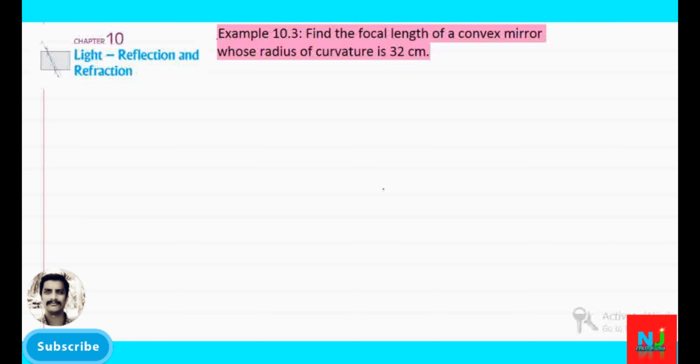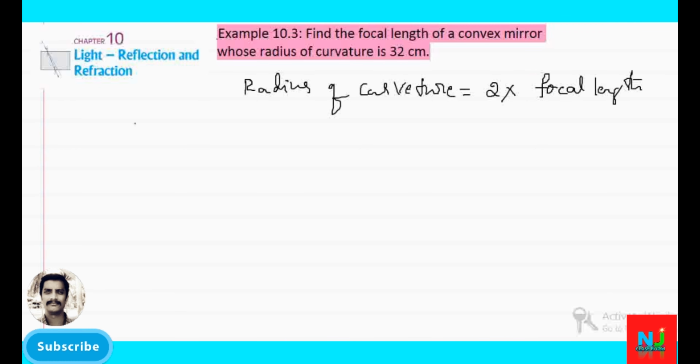Example number 3 is a very simple problem. It is directly linked to the radius of curvature and focal length, which you get in any type of mirror, whether it is a convex mirror or a concave mirror. So remember, we have already discussed that radius of curvature is always equal to 2 times the focal length, that is r is equal to 2f.